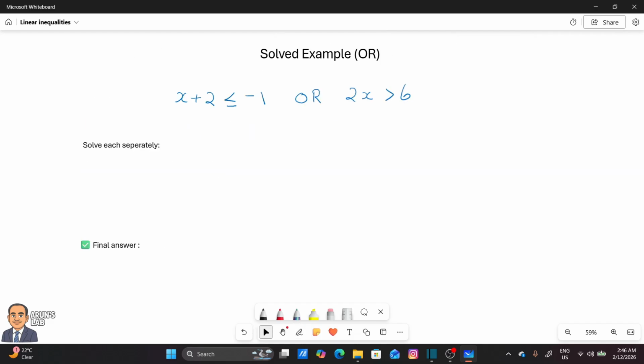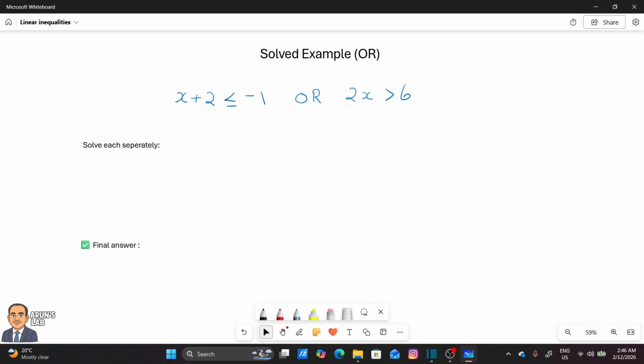Okay, let's do some examples using the or operation. Two separate inequalities, and we combine them using an or function. We already know the definition: the or function means if either one inequality is satisfied, we can consider that value.